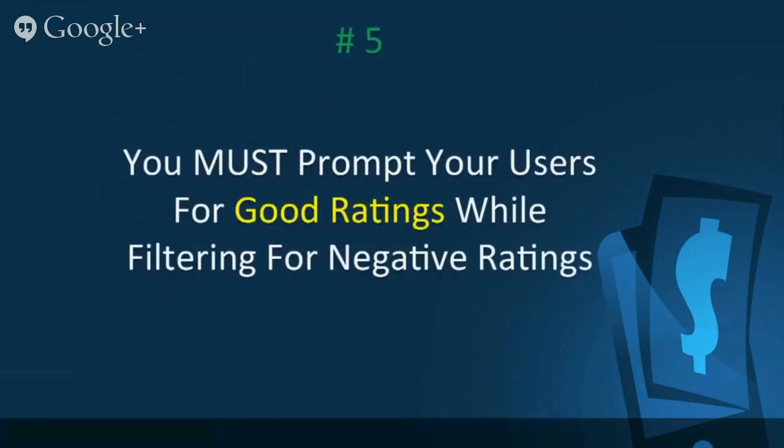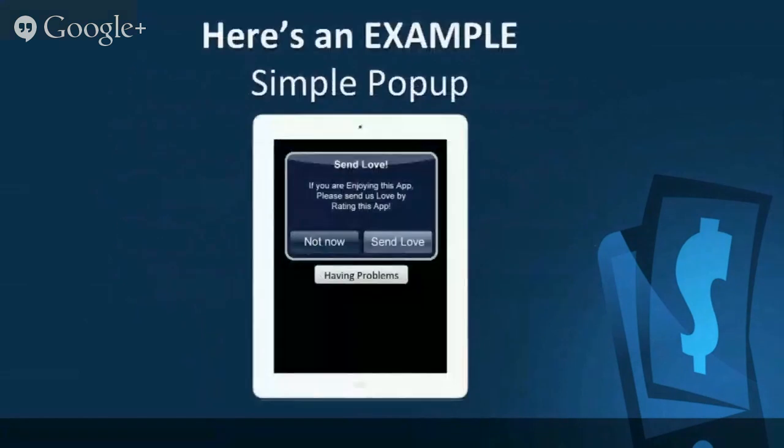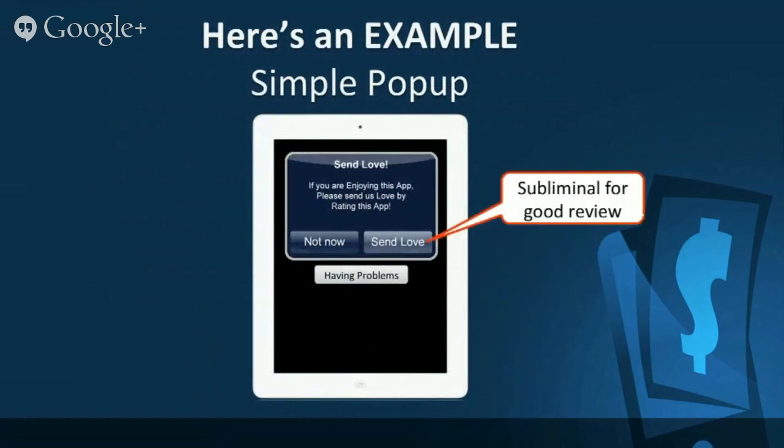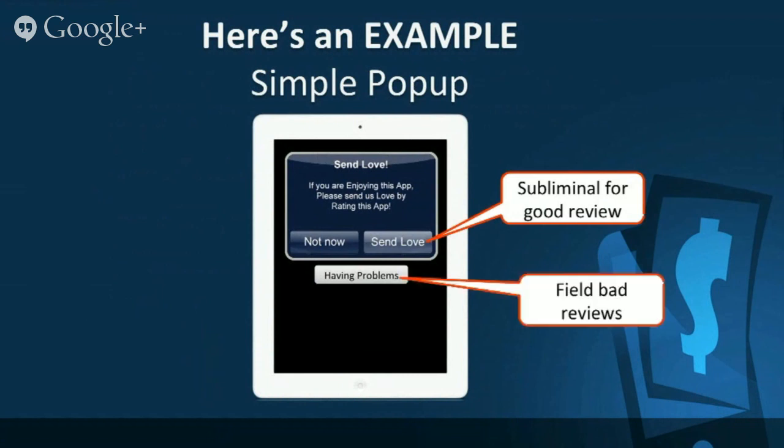Number 5, you must prompt your users for a good rating while filtering for negative ratings. Here's an example of a simple pop-up. It says, send love. If you're enjoying this app, please send us love by rating this app. So it has a not now button, a send love button, and then underneath it says having problems. Send love is like subliminal for a good rating or a good review. Not too many people are going to hit a button that says send love and then give you a bad rating. The having problems field is for bad reviews.